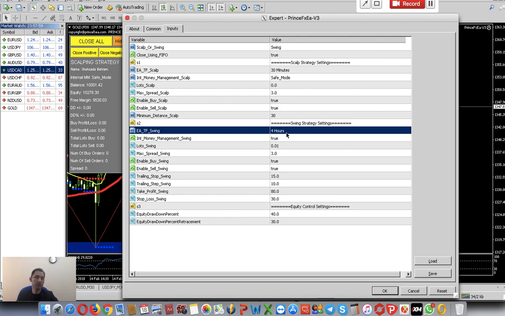So we recommend you to keep it on the 4 hour time frame, although we have tested it on the 30 minute time frame as well. It works very well on the 30 minute time frame too. Still, you have to look at whether it works better for you on the 1 hour time frame, on H4, or on M30.